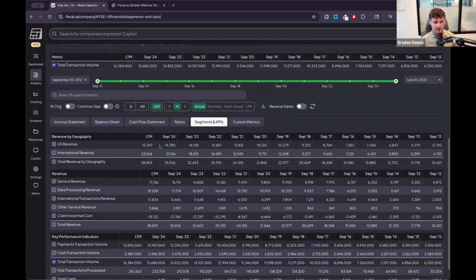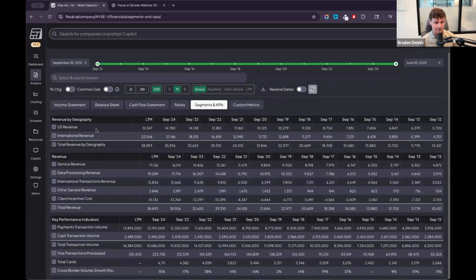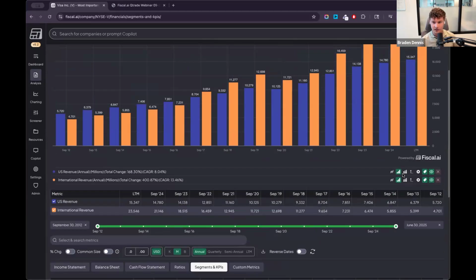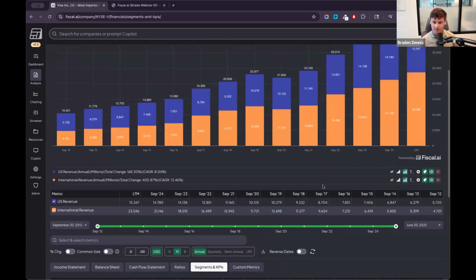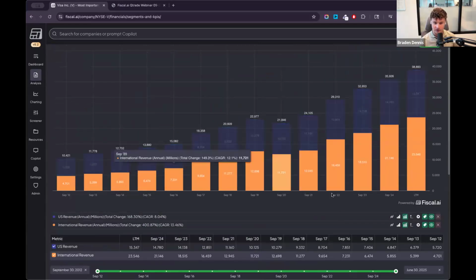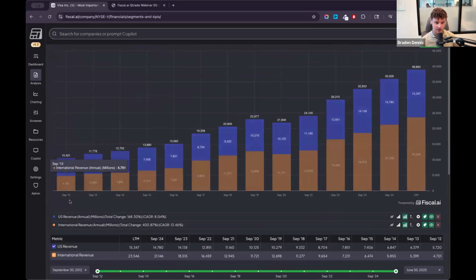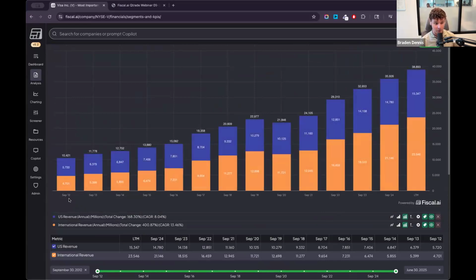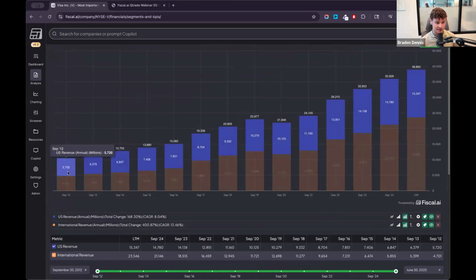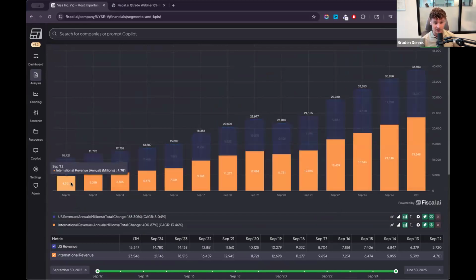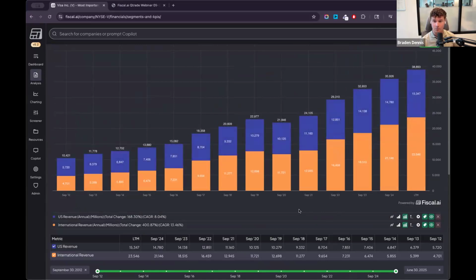That's in the KPIs segment. I can also see things like US versus international. Let's stack these up. The US is the purple line and the orange line is international. That's pretty interesting: about 13 years ago it was roughly 50-50, with a slight edge to the US. But look at the spread. The growth rate on the international side has been much, much higher.